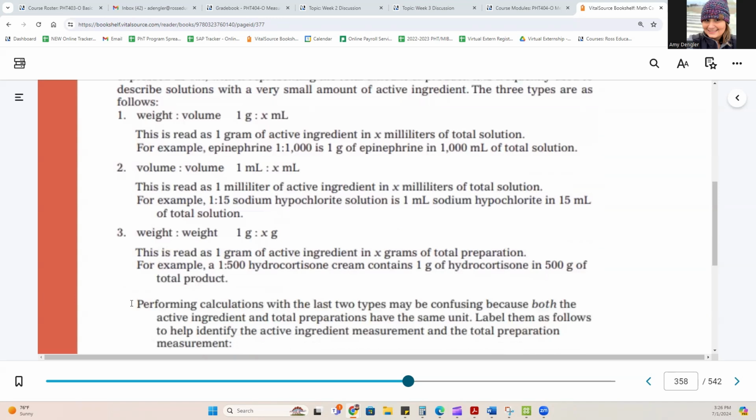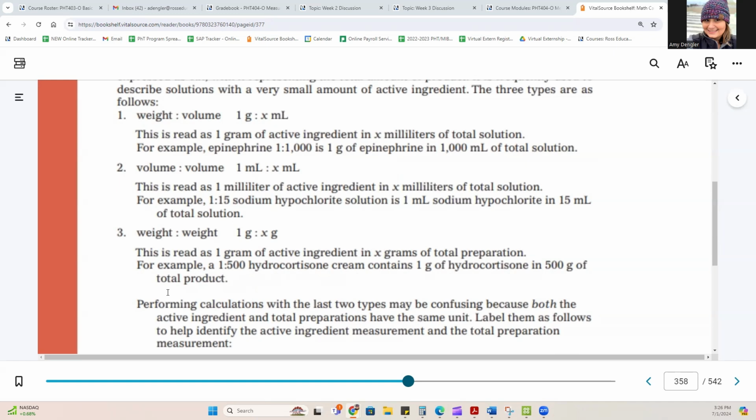The next one is weight, 1 gram to x gram. This is read as 1 gram of active ingredient and x grams of total preparation. So for example, a 1 to 500 hydrocortisone cream contains 1 gram of hydrocortisone and 500 grams of total product.